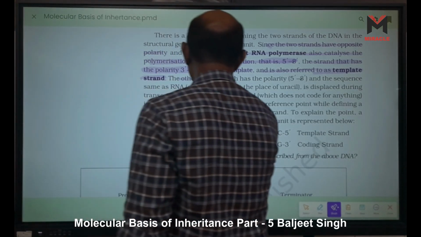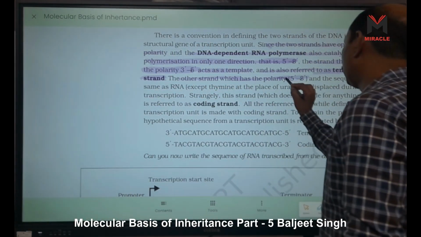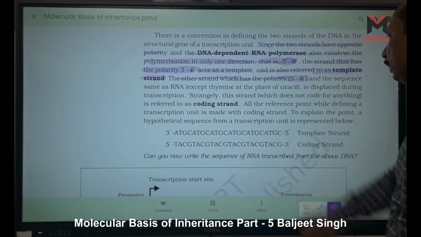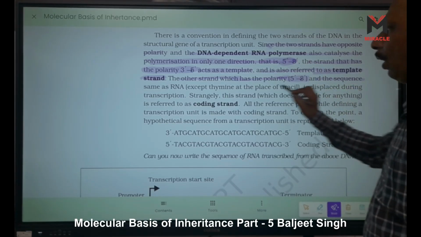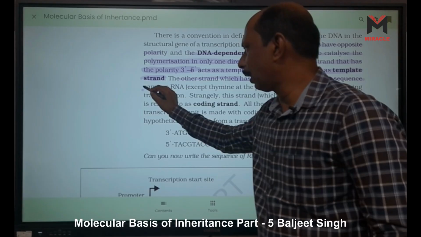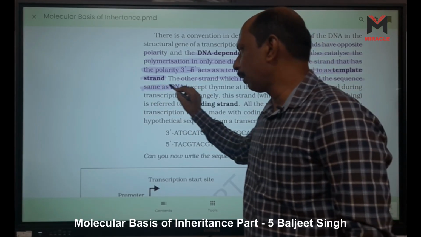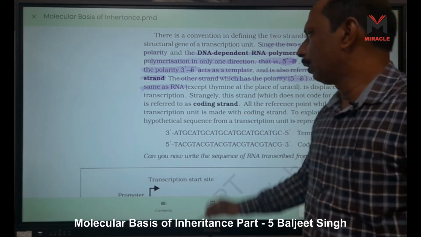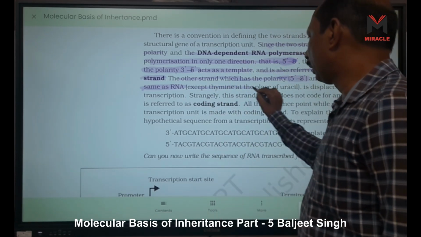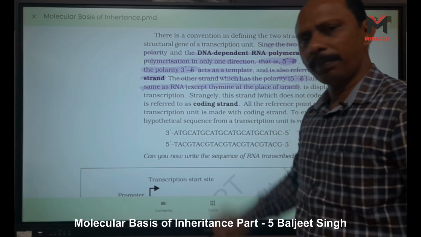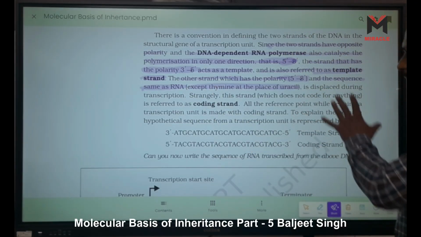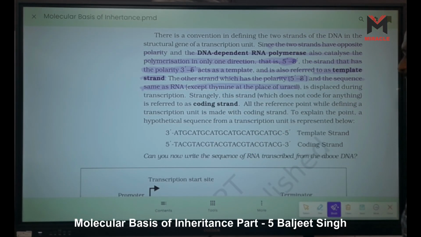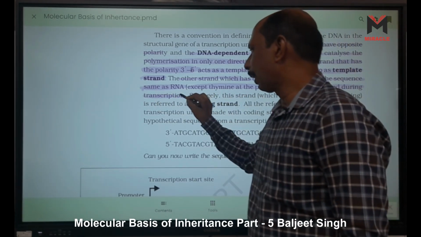Second, the other strand, which has the polarity of 5' to 3', same as this polymerase enzyme, has a sequence the same as the RNA, but with one difference, because in RNA uracil is present in place of thymine. Thymine is present in DNA, and it is displaced during transcription, right?